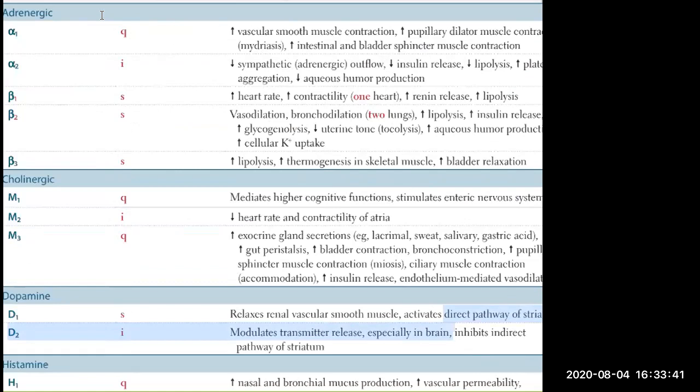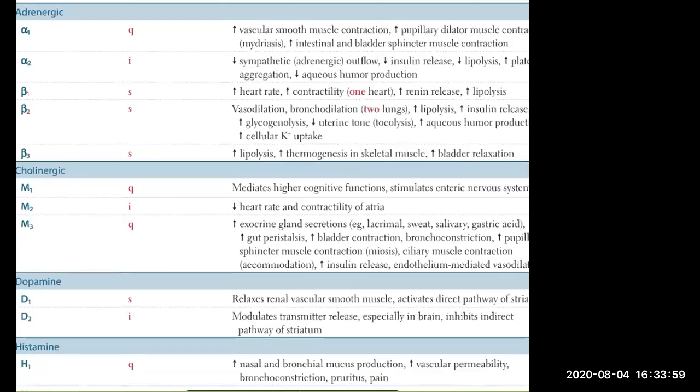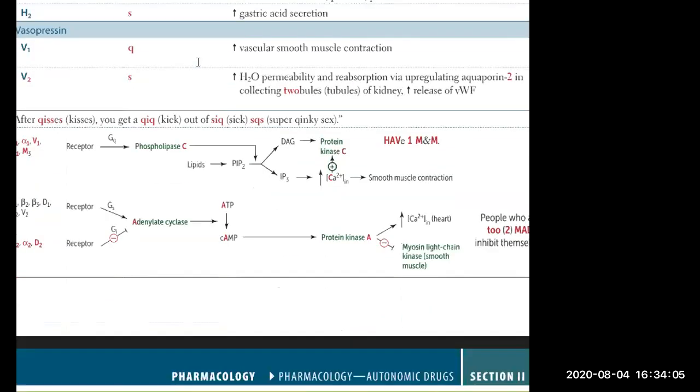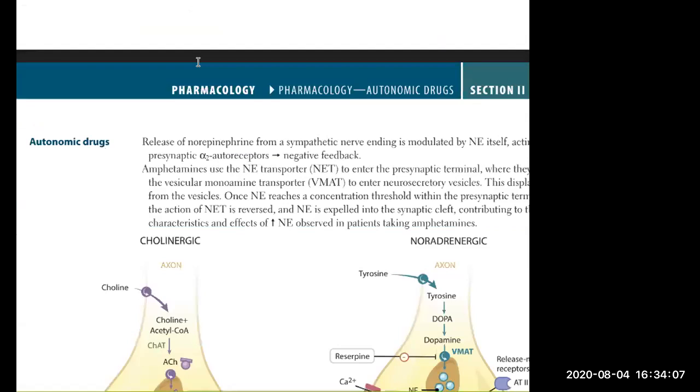Once I explain these three mechanisms, you only have to learn that alpha 1 has this Q thing, so what will it do? Alpha 2 has this I thing, so what will it do? You will never need to mug these things then. It will remain in your mind. So tomorrow's lecture will be based on the second messenger system and on the receptors. And then we will finally move to the drugs.